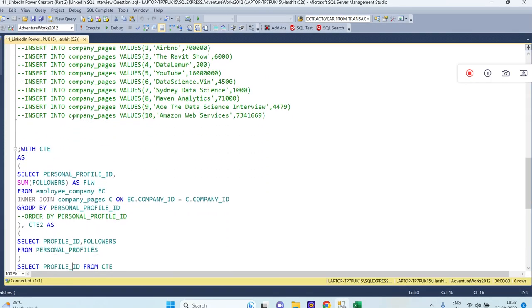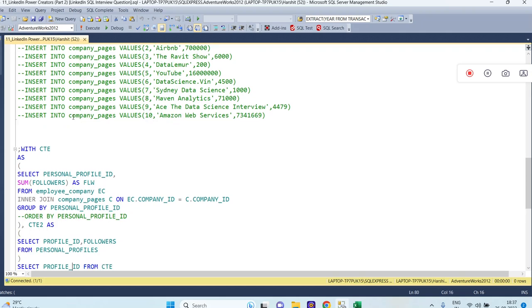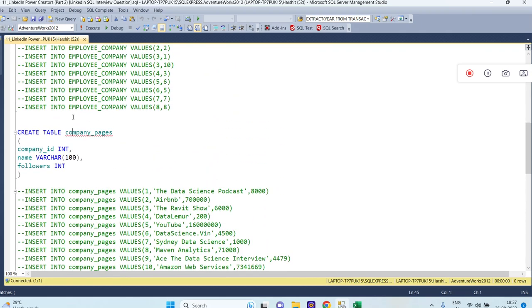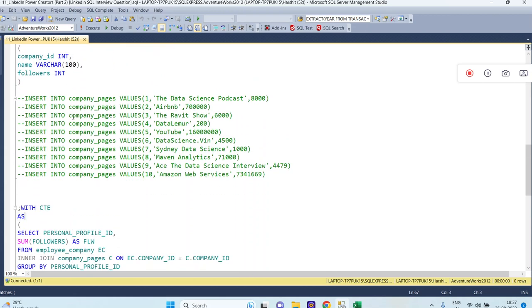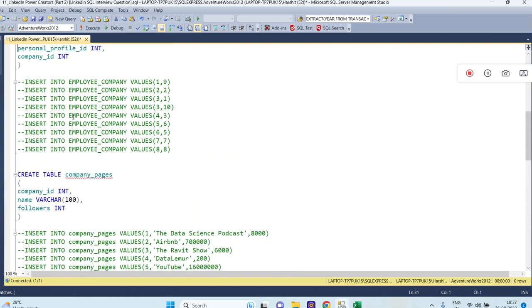Now, let me first select the data from all three tables. This is the personal profiles.